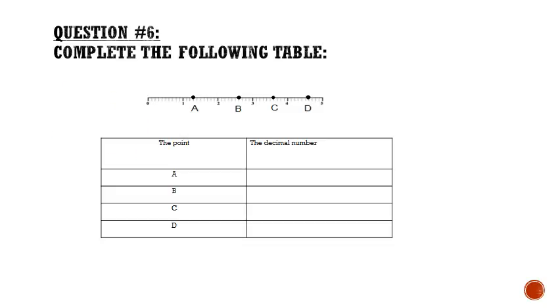Okay, in question number 6, I have this axis, and I have points A, B, C, and D. I have to know the decimal number of each point. Tia, can you do the first one? What's the decimal number of A? 1.3, very good, because A is in between 1 and 2, and it has 3 dashes, so it's 1 point 3. Very good. What about B?